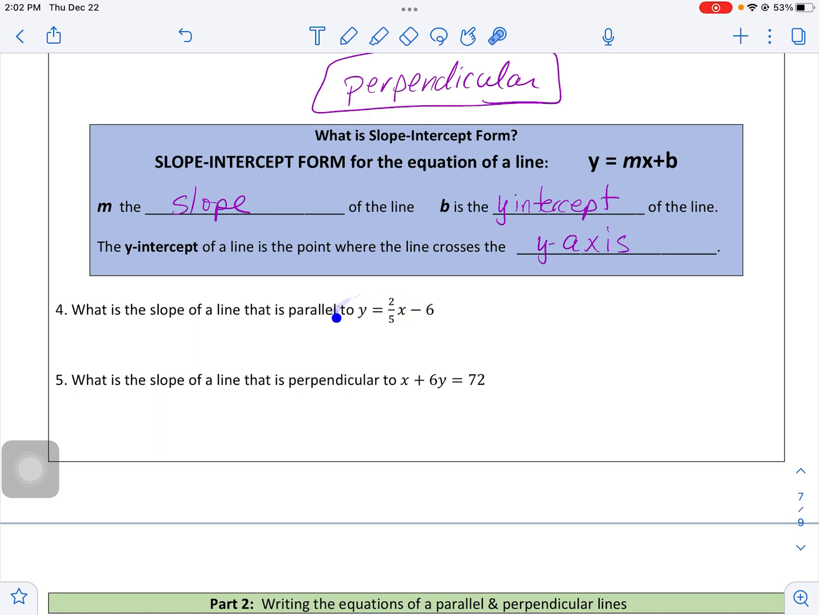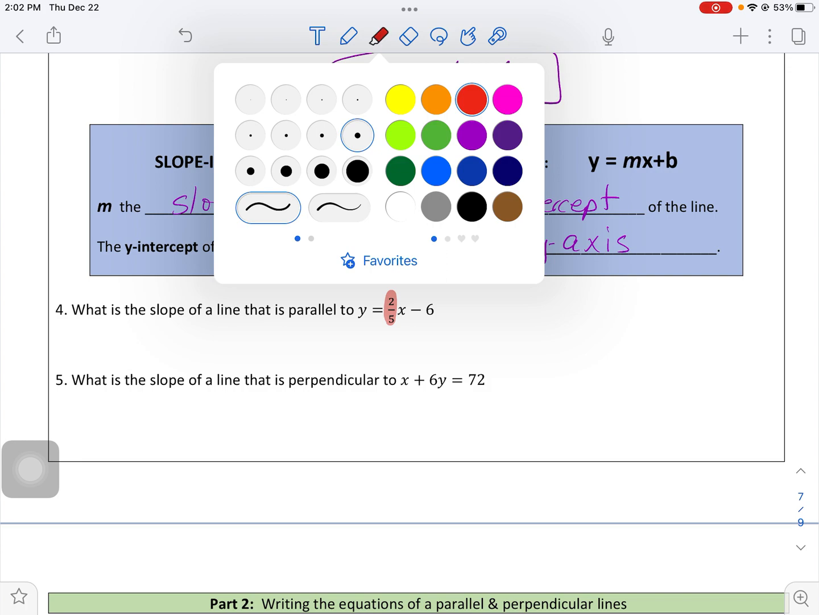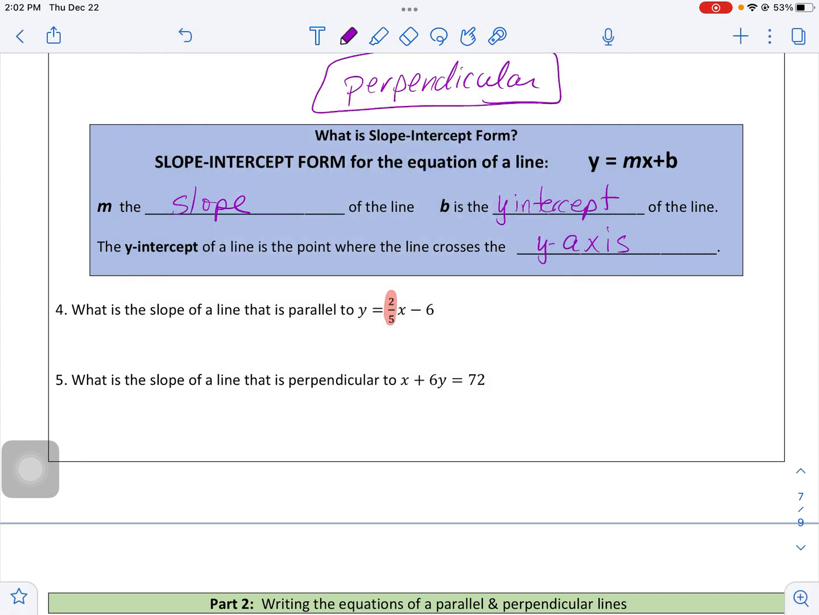So if I'm looking at this equation right here, this is in slope-intercept form. So here's y equals my slope, the x, then the y-intercept is right here. The slope is the number in front of the x value. So the slope of this line is 2/5. The question asks what's the slope of a parallel line, so it's the same. The slope would be 2/5 as well, because parallel lines have the same slopes.